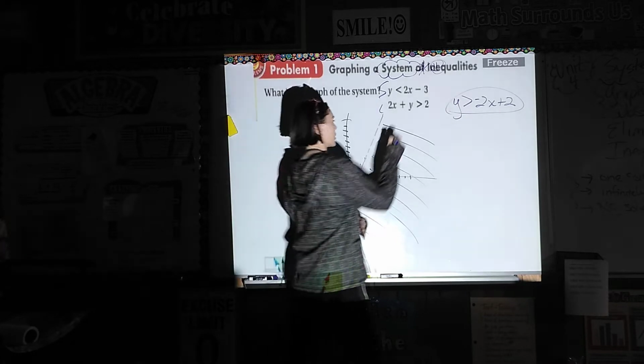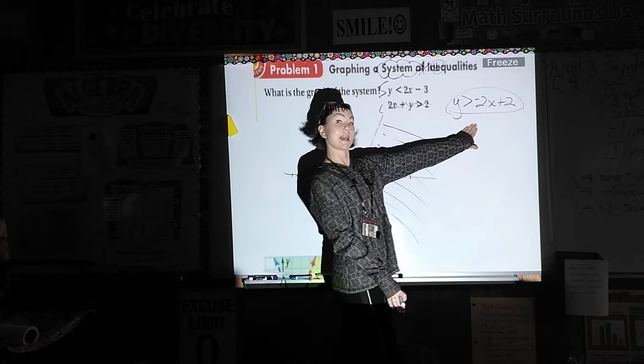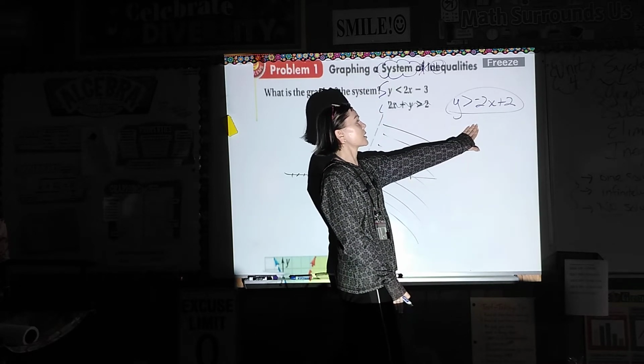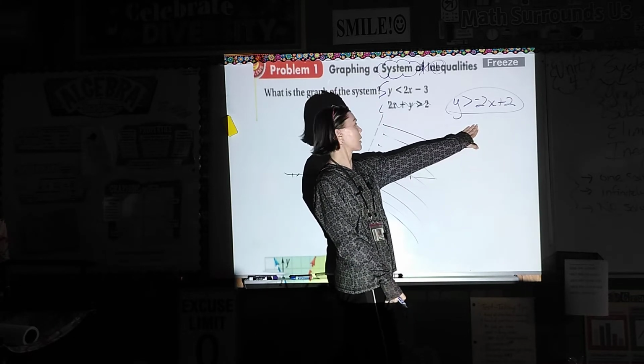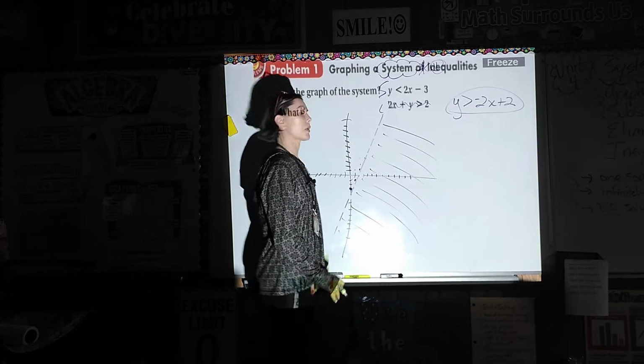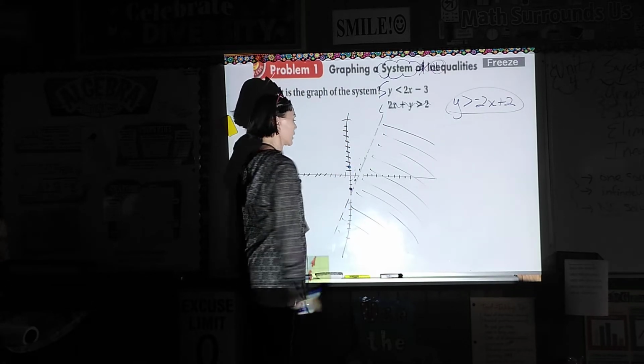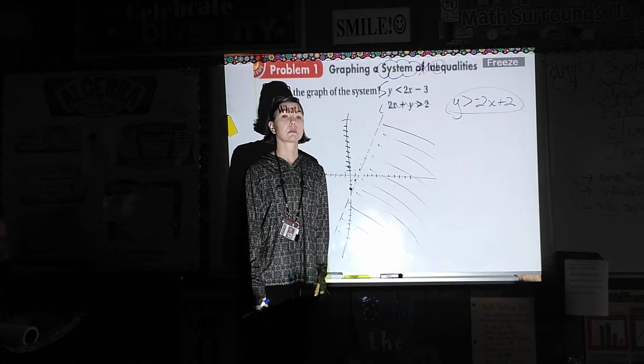Now, don't forget this is what it was, but this is what it is now, our second inequality. So plot the y-intercept, which is what? Positive 2. Do it now. Plot it. Use 2 different colors, please. Please and thank you.